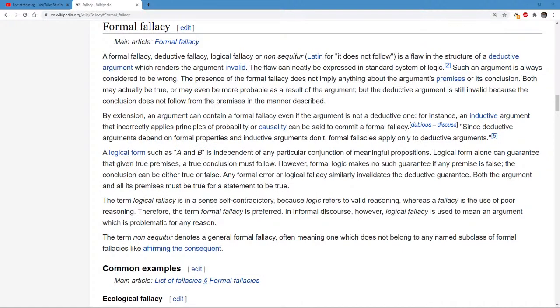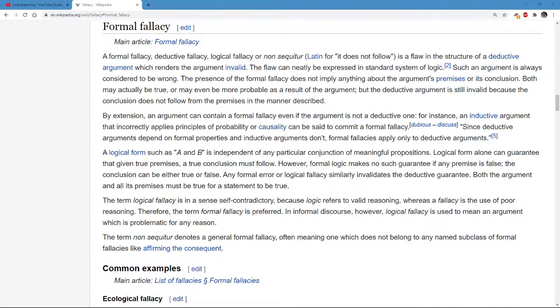Let me see. Should I just read it out loud so that everyone can see it? Sure. A formal fallacy, deductive fallacy, or logical fallacy, or non sequitur, it does not follow, is a flaw in the structure of a deductive argument, which renders the argument invalid. The flaw can be neatly expressed in the standard system of logic. Such an argument is always considered to be wrong. That doesn't mean that the premises and the conclusion are wrong. That means the argument is wrong because the logic is bad. The presence of the formal fallacy does not imply anything about the argument's premises or conclusion. Both may actually be true, or may even be more probable as a result of the argument. But the deductive argument is still invalid because the conclusion does not follow from the premises in the manner described.